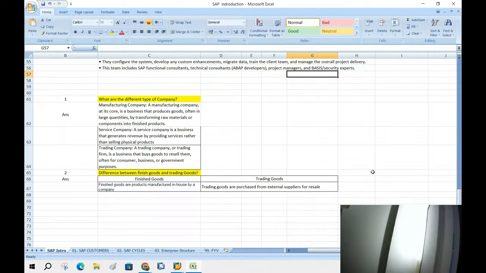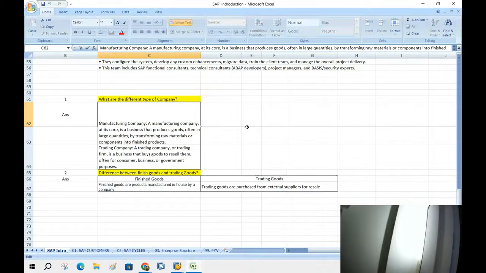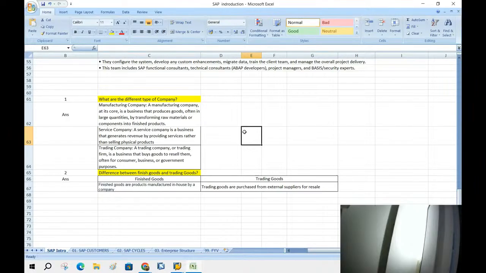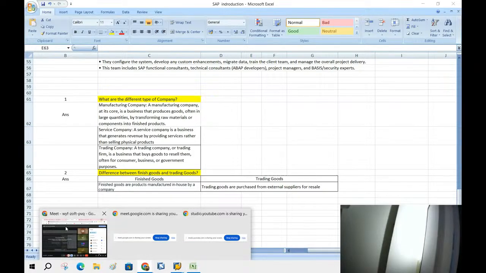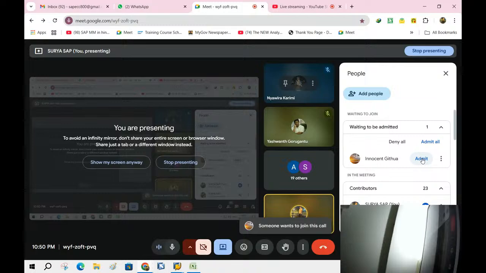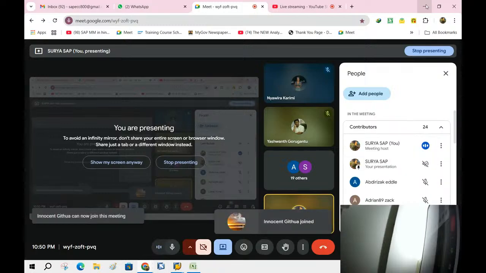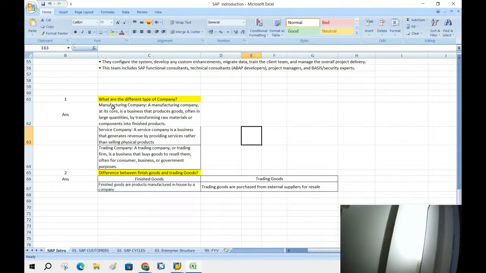Now, what are the different types of companies that exist in the world? All the companies in the world can be categorized into three categories. What are they? Manufacturing company, trading company, and service company. Correct? I can categorize people into either manufacturing company, service company, or a trading company.